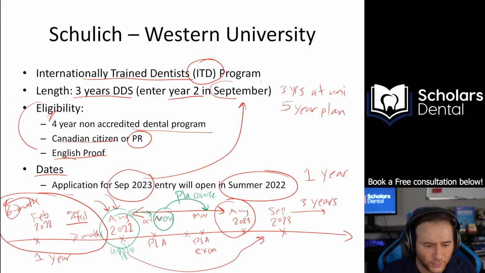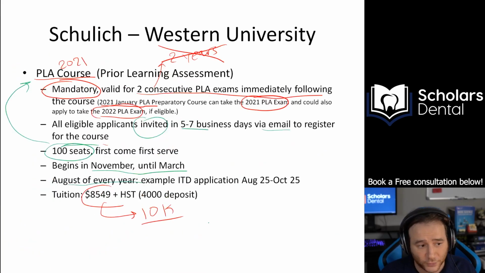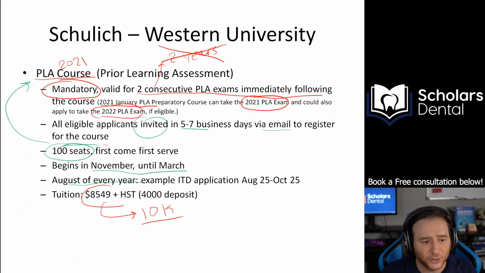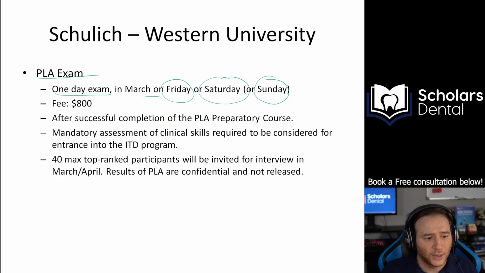So that means if you go back here, you do it until March, and then you have the PLA exam in March, okay, of 2023. If you applied in 2022, right, you'll do your PLA exam in 2023. All right. Now it's 800, so now you're actually ramping up a little bit, to around 11,000.